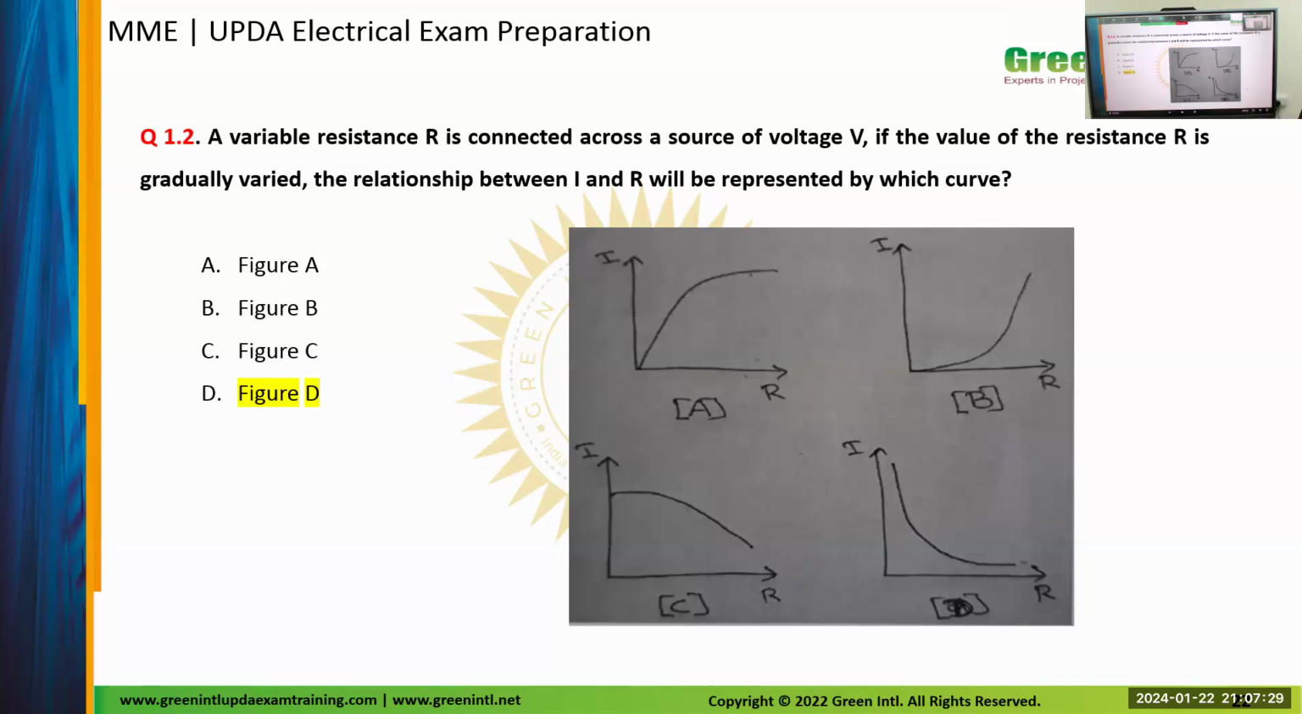And note that these two curves never touch the y-axis, and never touch the x-axis. The resistance value can be more than the voltage value, in that case also the same. Say here 100 voltage or 10 voltage, here we have variable resistance.